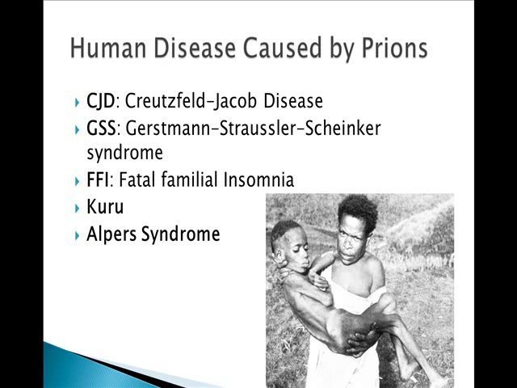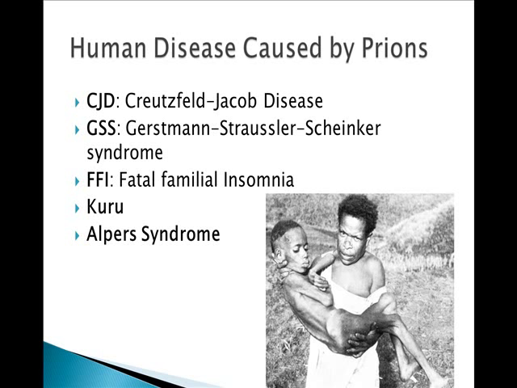So humans are susceptible to several prion diseases. I'm going to go through each one. Creutzfeldt-Jakob disease is the one that is most common, and it occurs at a rate of about 1 per million people per year. And it's estimated that 1 in 10,000 people are infected with CJD at the time of death. These figures are likely to be underestimated because these diseases often look like other diseases.